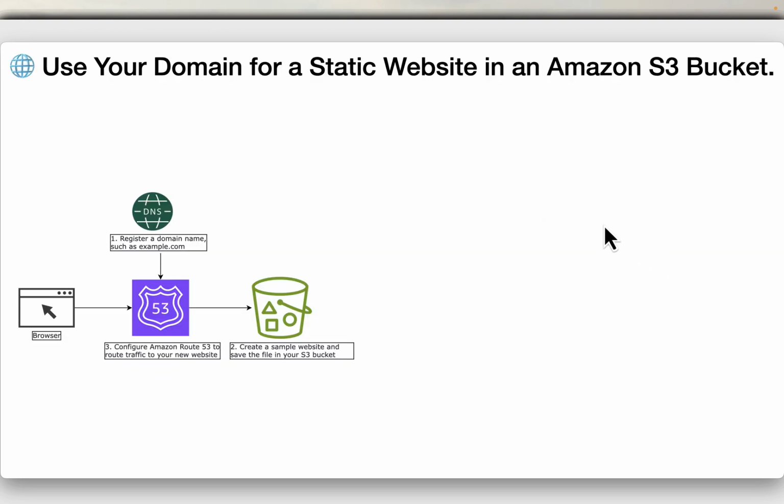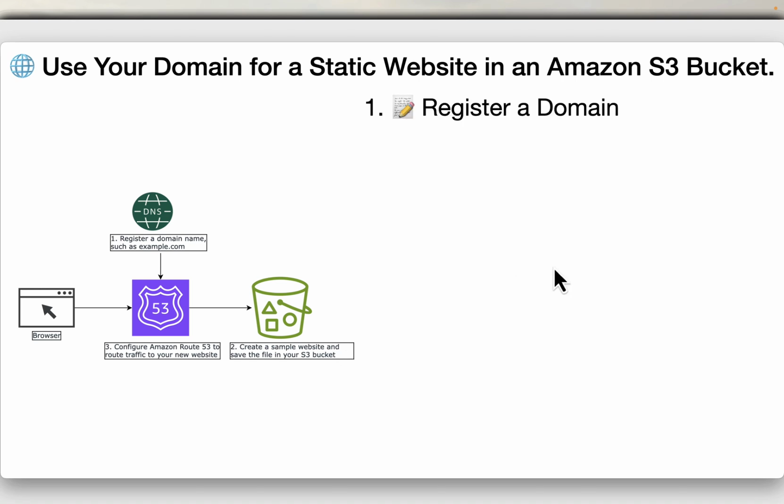Okay, so this is an example of using your domain for a static website in an Amazon S3 bucket. So you have a browser, you register a domain such as example.com with a DNS provider or registry provider. Then you configure Amazon Route 53 to route traffic to your new website, which is a very simple static site: you create a sample website and save the files in your S3 bucket.